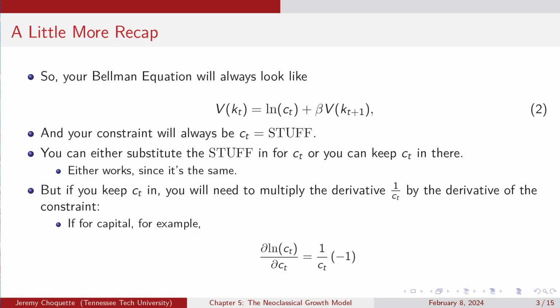You can either substitute that in for CT in your Bellman equation, or you can keep CT in there. But if you do that, you're going to need to multiply the derivative of utility, or marginal utility, which was 1 over CT, by the derivative of the constraint with respect to the variable you're differentiating V of arguments with. So if it's for capital, you'd have the derivative of the natural log of CT with respect to CT. It'd be 1 over CT. Well, then you got your capital, right? That's -1.